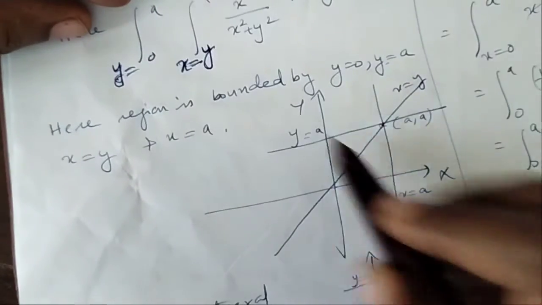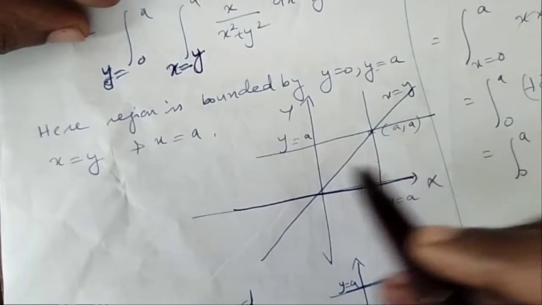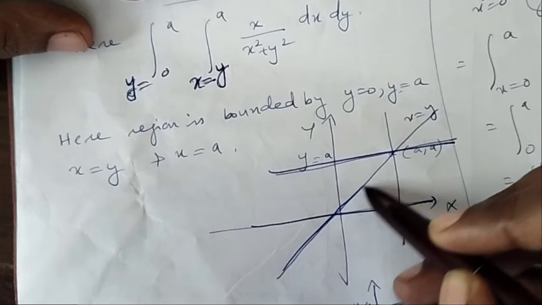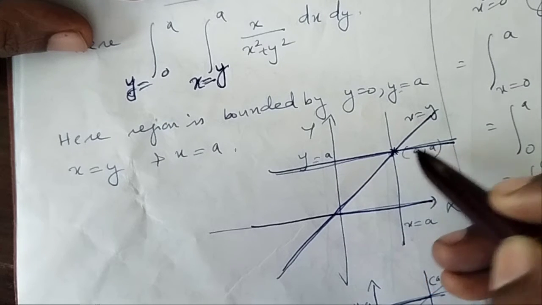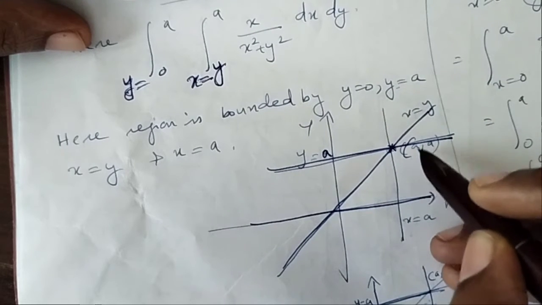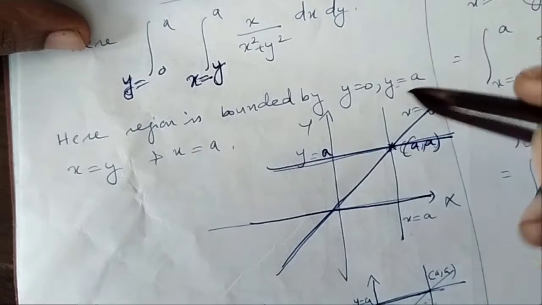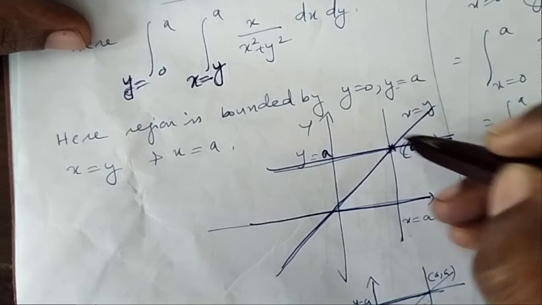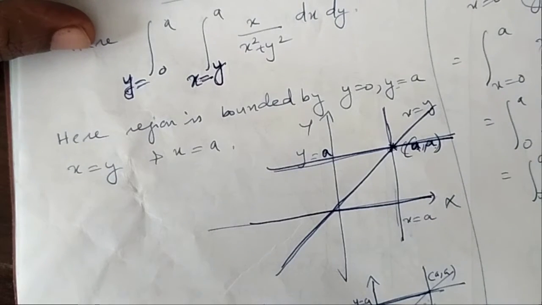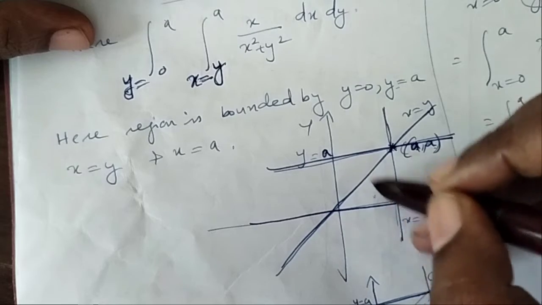So this is the x and y axis, y is 0 the x axis, y is a a horizontal line through a, x is equal to y is a slanting line, so there will be an intersection. What is the point of intersection? y is a, so x is also a, since y is equal to x. Then x is equal to a will be a vertical line through this point of intersection. And which is the region? From this figure, we are getting two triangles.